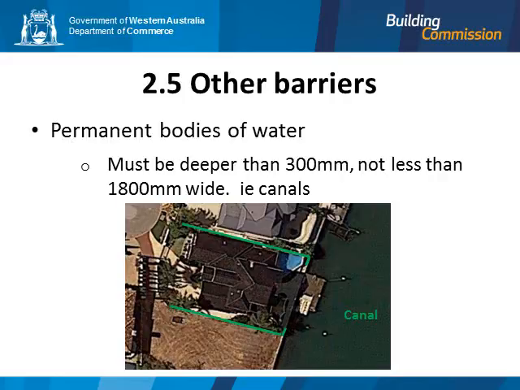Clause 254 details that permanent bodies of water can be used as a pool barrier. The body of water must be permanent, at least 300 mm deep and at least 1.8 metres wide. This is particularly suitable for canal developments that form the rear boundary of a property. The body of water must be permanent and discussions with the local government and Department of Water are recommended.